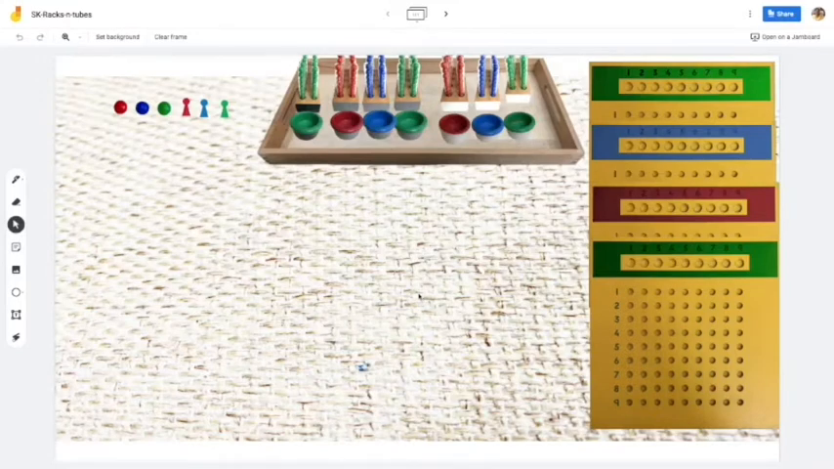This material is used by the children to do long division. Let me describe the material for you. On the extreme right there are division boards, 4 division boards.